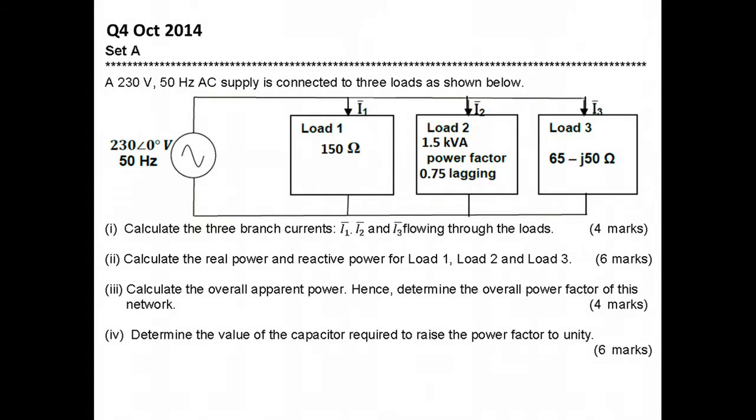Set A reads that a 230 volt 50 Hz AC supply is connected to three loads as shown, and we are asked to calculate the branch currents flowing through I1, I2 and I3, and to calculate the real power and reactive power for load 1, load 2, load 3. Part 3 wants us to calculate the overall apparent power, and finally determine the overall power factor.